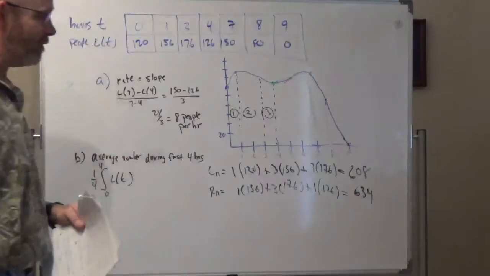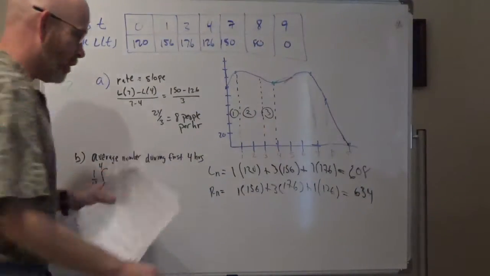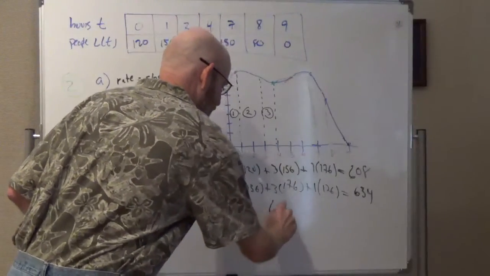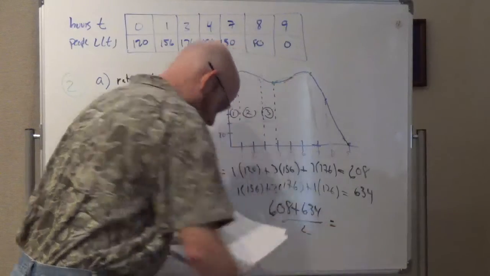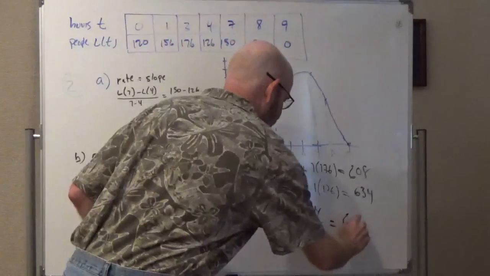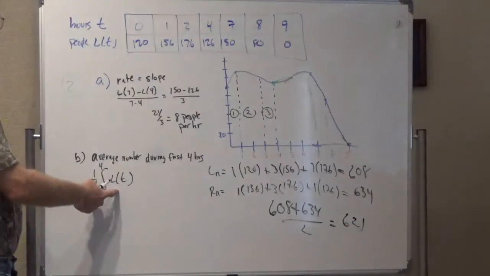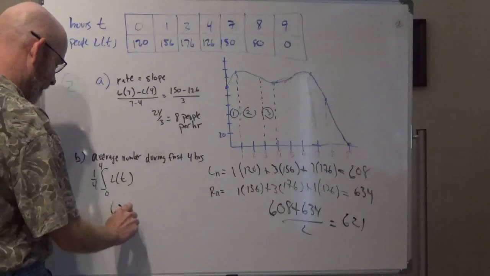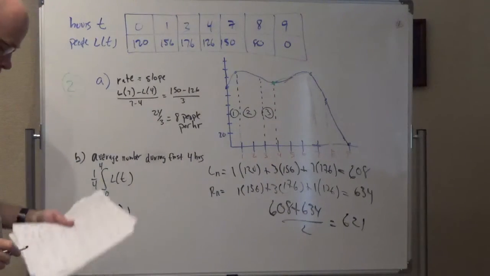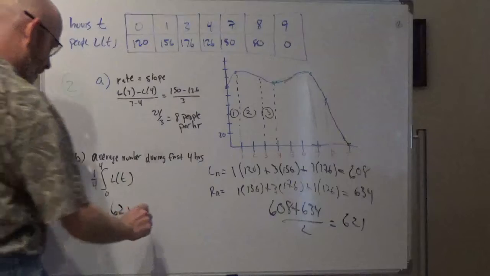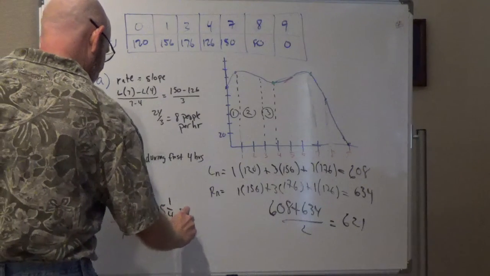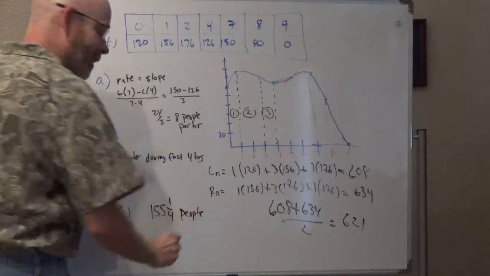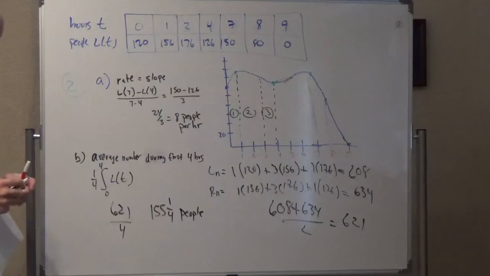The average of 608 and 634 was 621. So 608 plus 634 divided by 2 is 621. 621 is the area under the curve. So I'm going to take that and divide it by 4. So the average number of people waiting in line is 155 and 1/4 people. That's the average number of people waiting in line.